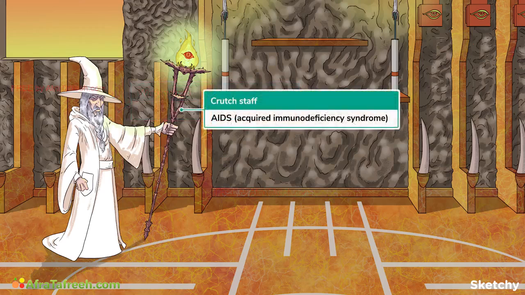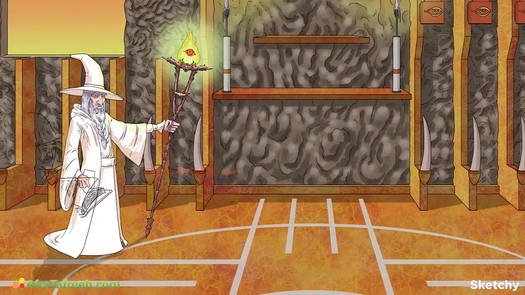The vast majority of untreated HIV infections eventually lead to AIDS, or acquired immunodeficiency syndrome, which, like the name suggests, is an immunocompromised state. Notice he wields his power through a crutch-like staff, our recurring sketchy symbol for immunocompromised.